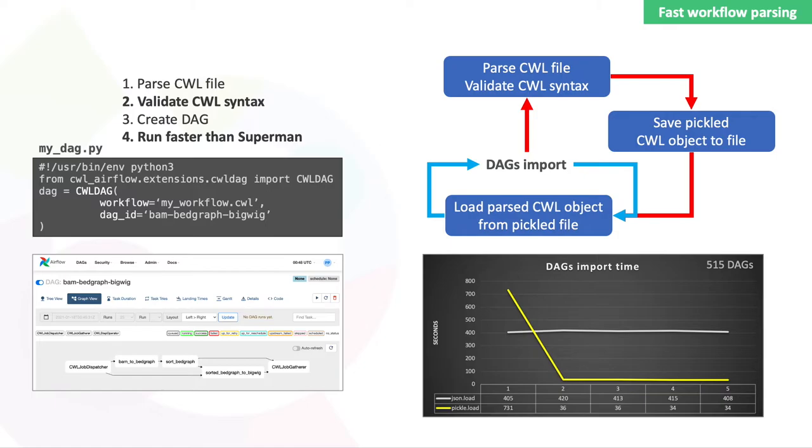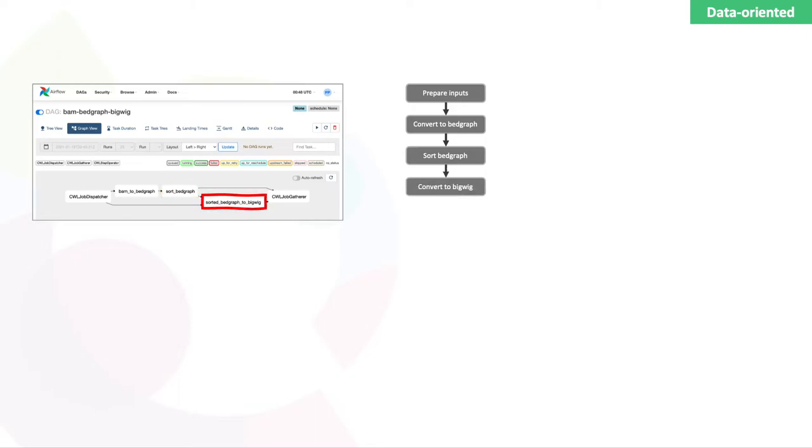When a DAG is triggered, Airflow will try to run it. For this particular example, the simple bioinformatics workflow will start with preparing the input BAM file. Then it will be converted to bedGraph format, then sorted and converted again to a BigWig file. Outputs will be saved at the final step.